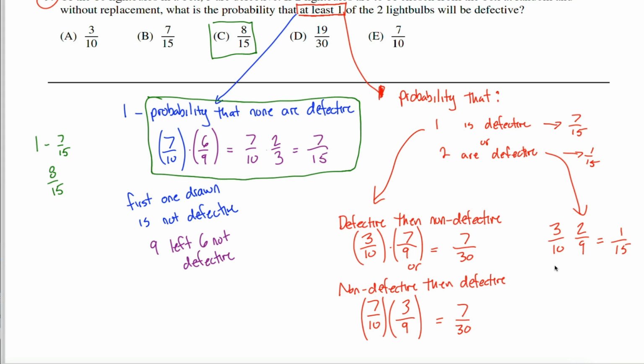7/15 plus 1/15 gives us the overall probability of drawing at least 1 defective light bulb. That's 8/15, the same answer we got over here, considering the complement case, which was a lot more straightforward, and maybe more importantly, a lot quicker for the purposes of a timed test.